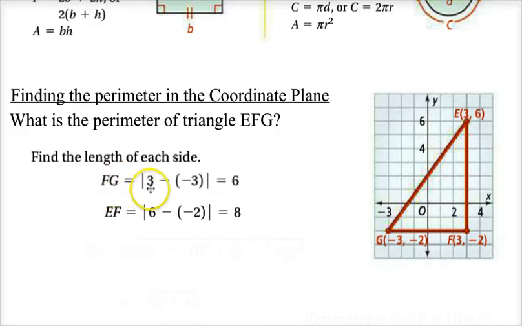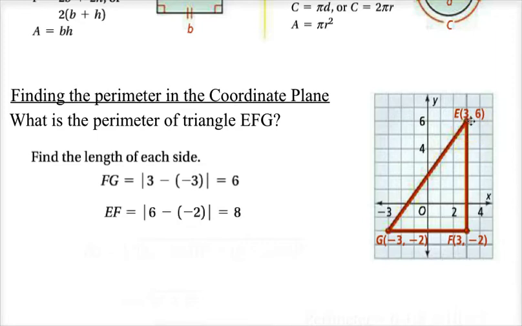So FG is 3 minus negative 3. I'm actually just doing the absolute value of those x coordinates as 6, but again, I can just count the boxes. Start here, 1, 2, 3, 4, 5, 6, and I already counted EF, and that was 8. Now GE is a different story. I can't count the boxes because it's not a vertical or horizontal line, so I have to use my distance formula, and that's the square root of (x minus x) squared plus (y minus y) squared.